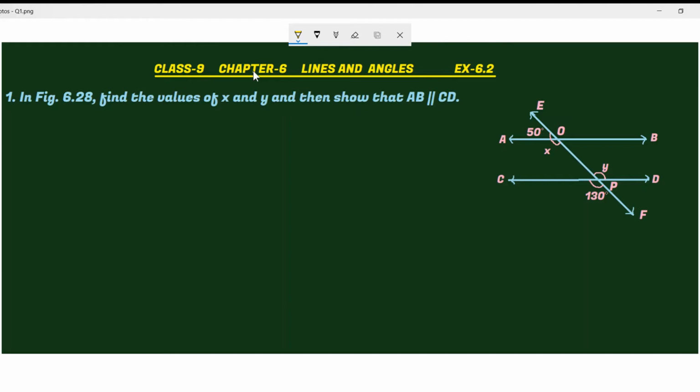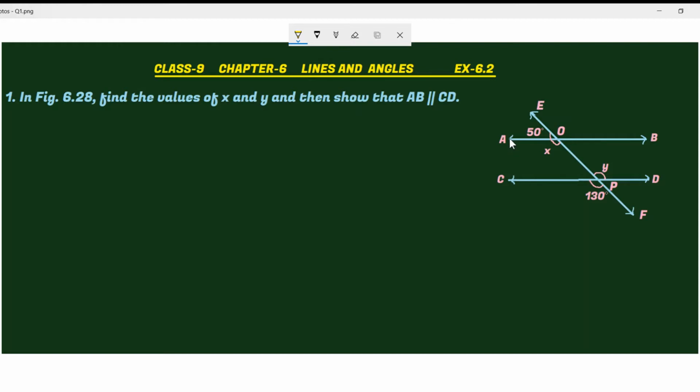Class 9, Chapter 6, Lines and Angles, Exercise 6.2. Question number 1. In figure 6.28, find the values of x and y and then prove that AB is parallel to CD. This is the figure given in the book.